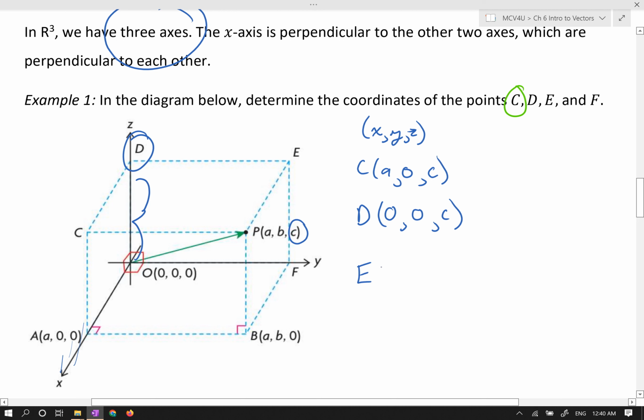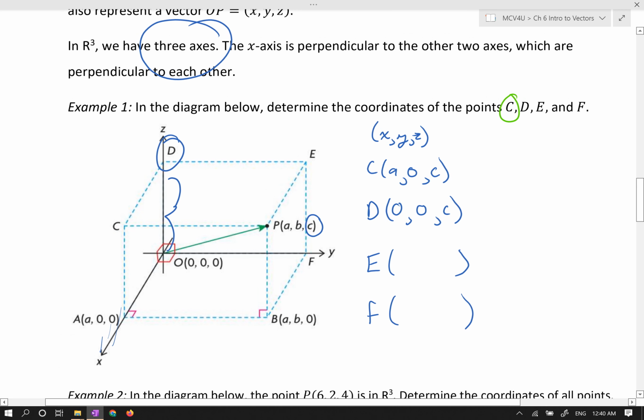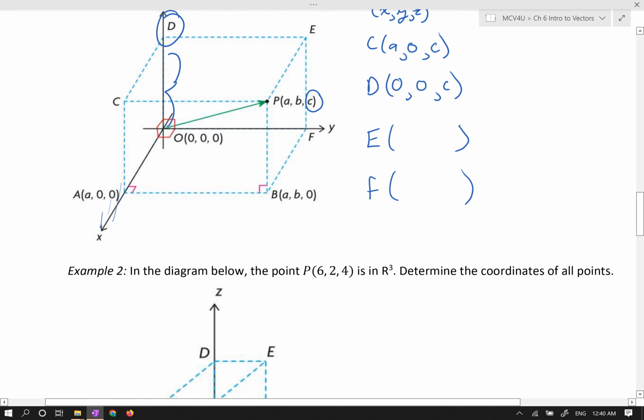So I'll ask you folks, try it out on your own. Try to find the coordinates of point E. Try to find the coordinates of point F. Those will be included in the uploaded note that I put on the classroom. We'll push forward, though, into example 2.